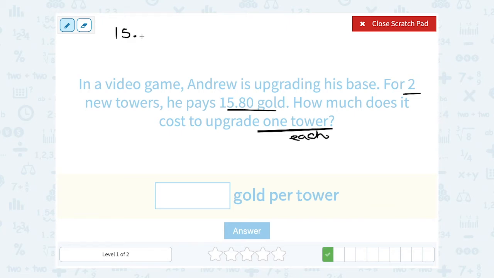If it was $15.80 gold, we're going to divide that by 2. And that gives us 7.9. Okay, so that's the same thing as 7.90. Remember, you can always add the 0 after your decimal ends there, and that would be the gold per tower.